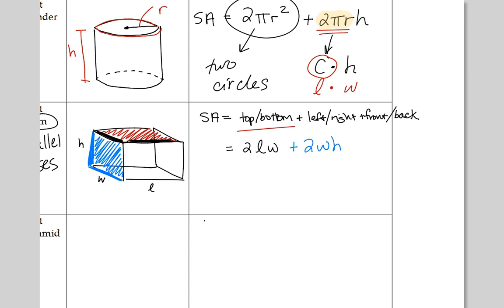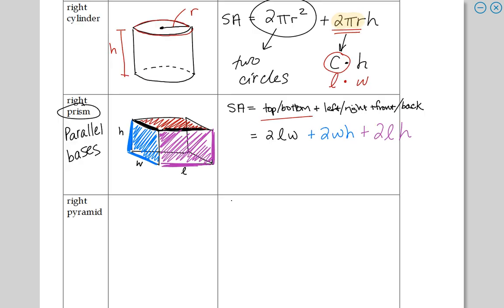And then now we need what, the front and the back? Okay, let's do the front. What are the dimensions for the front? Length and height. And there's 2 of them, so 2 LHs. Guys feel okay about that?